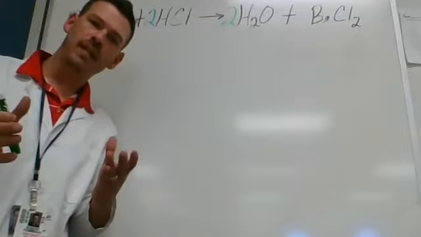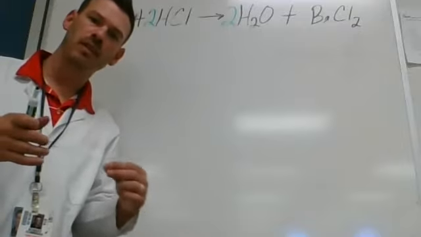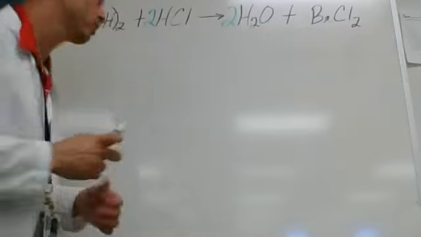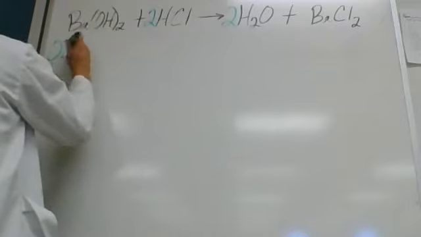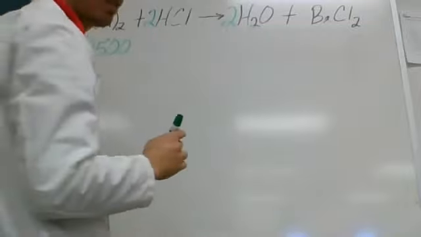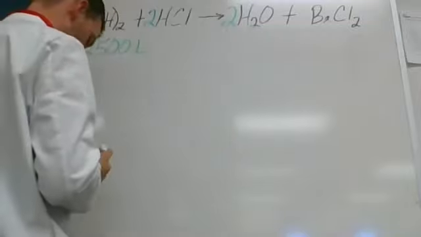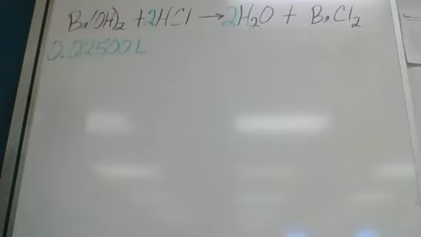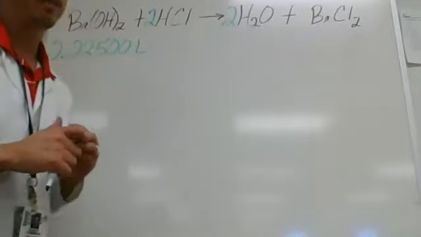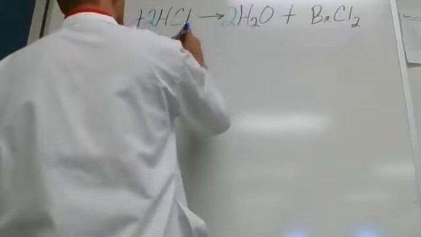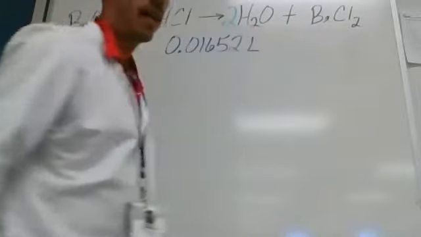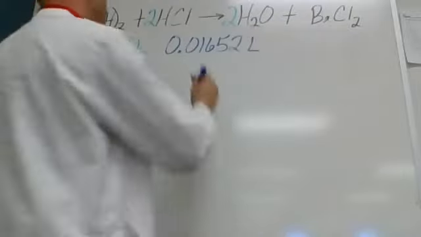Again, I'm going to extract the information while turning milliliters into liters. So let's look at the values. It describes the base as being 25 milliliters. It describes the acid as being 16.52 mL, at a concentration of 0.85.